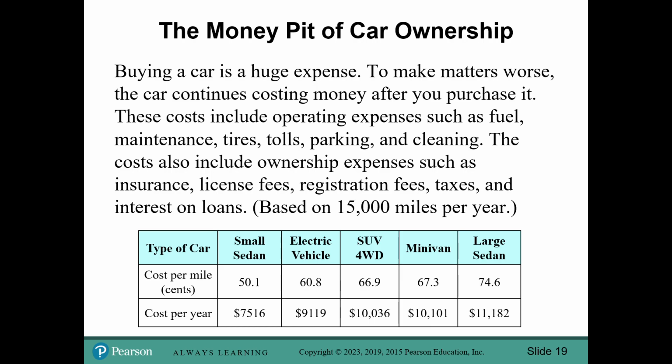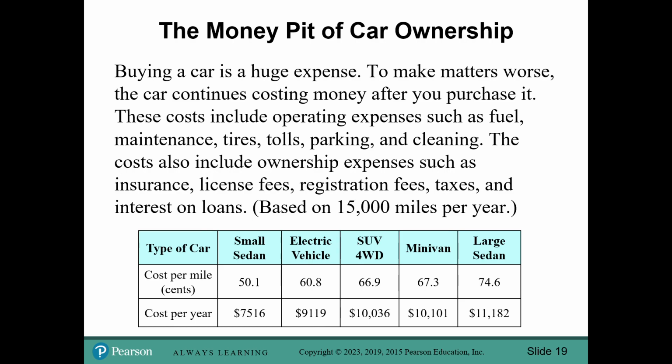Anyway, continuing on. The money pit of car ownership, and it truly is. Buying a car is a huge expense. And to make matters worse, the car is going to continue to cost you money after you purchase it, for the car's entire life. And when the car is finally done, to where it literally can't run anymore, it's still going to cost you to get rid of it, or it's going to sit in your yard and be an eyesore. But that's beside the point. So the costs include operating expenses such as fuel, maintenance, tires, tolls, parking, and cleaning. The costs also include ownership expenses such as insurance, license fees, registration fees, taxes, and interest on loans.